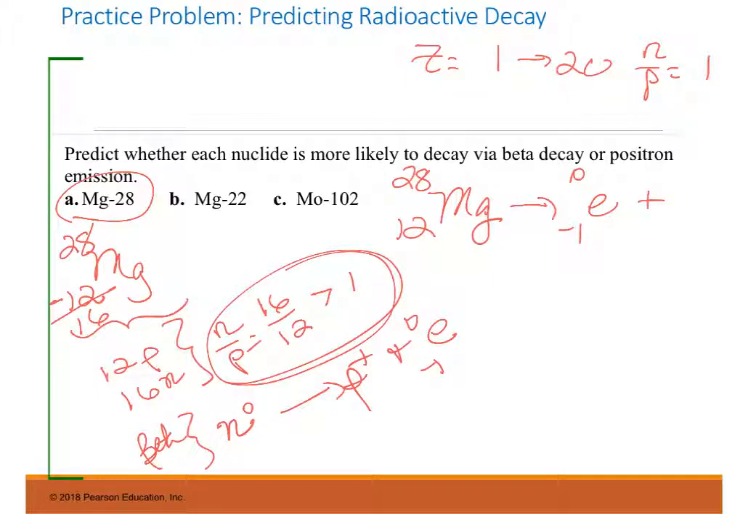Okay, and so with beta decay, you actually end up with an extra proton. So our atomic number would be 13 now. The mass would be the same. And what element has atomic number of 13? That is aluminum. Okay, so there would be our reaction.